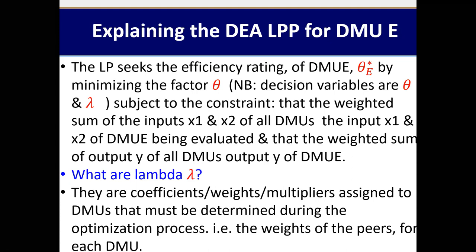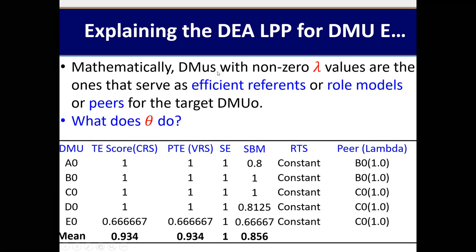So the weights are the significance, the coefficients, the multipliers, the importance attached to a particular DMU's contribution to the efficiency assessment of this particular one under evaluation. There is a conclusion that mathematically, all DMUs with non-zero lambdas, non-zero meaning positive lambdas, not negative lambdas, all of them are the ones that serve as role models. So if you are not serving as a role model, you will not be given any lambda value at all. But if you are considered to be that, you'll be given.